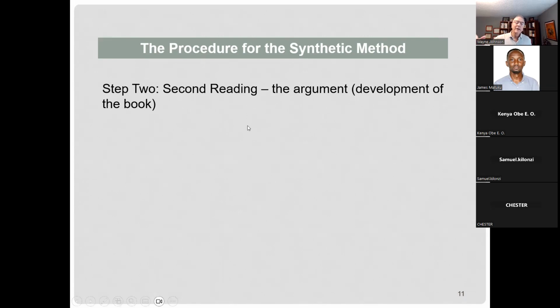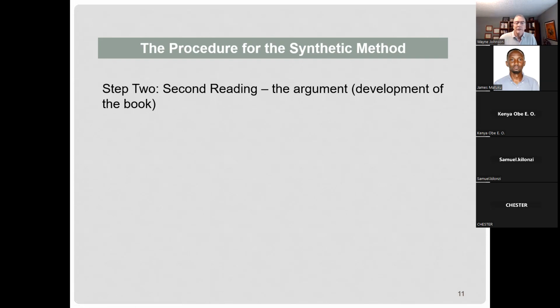So the first reading, read the book several times. I say one reading, but several readings, and then look for the audience, the purpose, and the themes. The second reading is writing out an argument of the book. An argument meaning the development of the book.